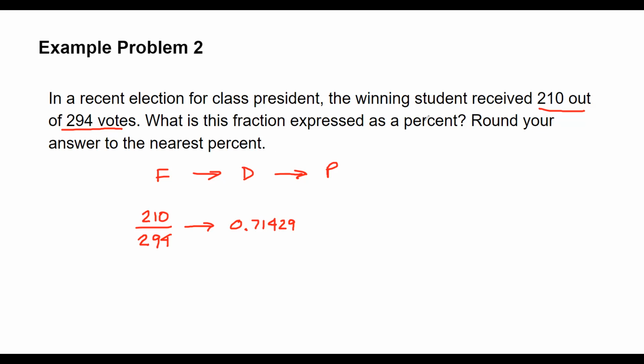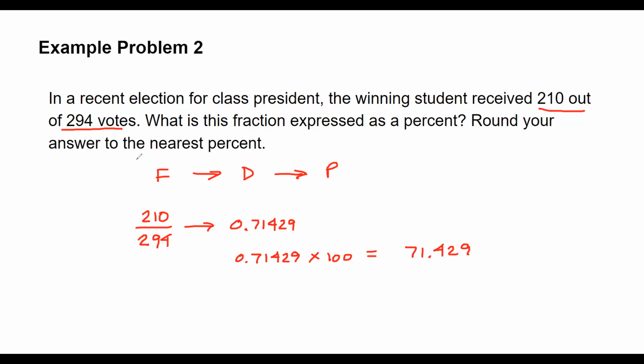What is this fraction expressed as a percent? We need to go that one more step, convert this decimal to a percent. So I'll write that down here. We're going to multiply this decimal by 100. That gives us the number 71.429.